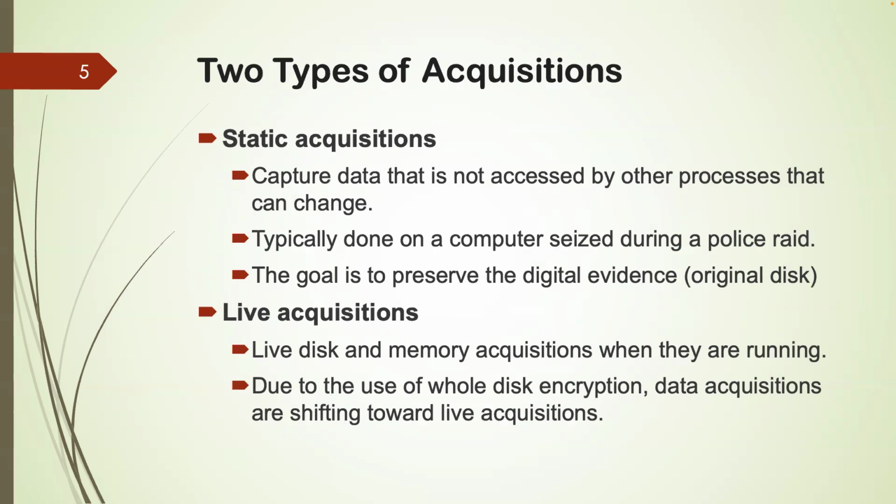So let's start. First, we have the different types of acquisition. There are two basic types of acquisition, or the ways in which you can acquire the data. The first one is the static acquisition, and the second one is the live acquisition. In static acquisition, you capture the data that is not accessed by any other process. For example, you have a PC that's turned on, and that PC is handed over to you to collect the data. What you can do is pull out the hard drive, put a write blocker on it, and capture whatever is inside that hard drive, making a bit-to-bit copy.